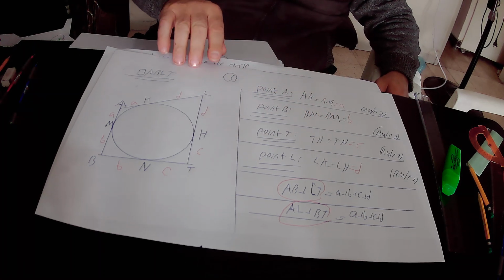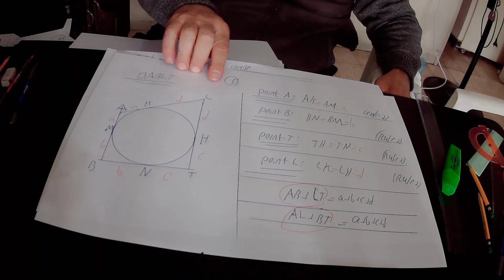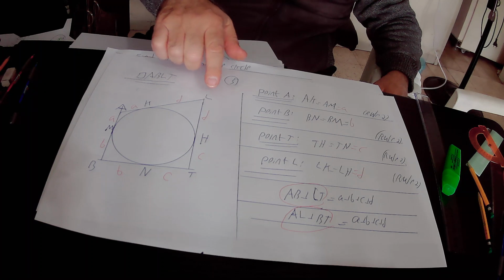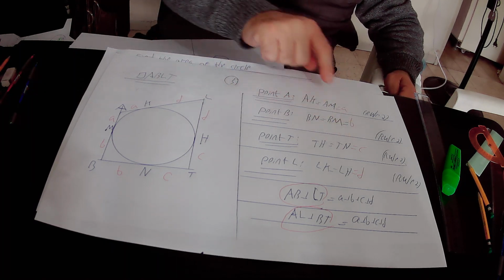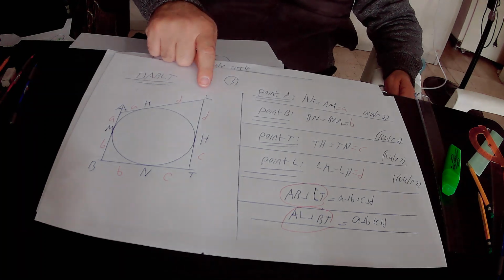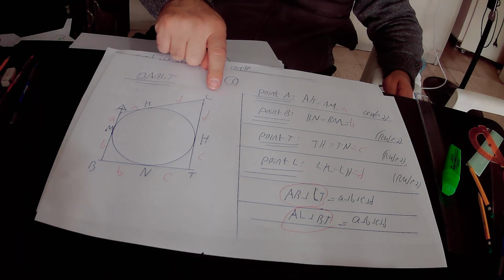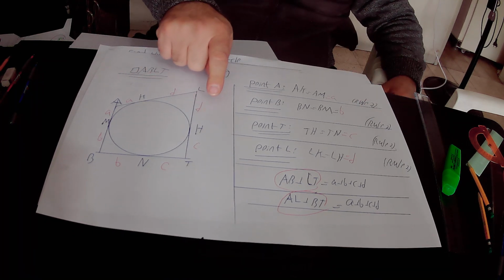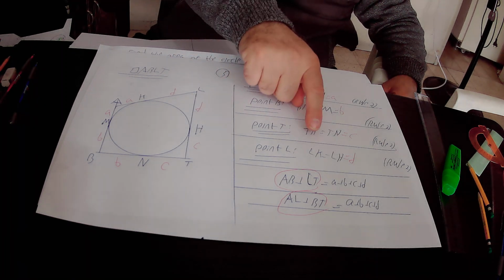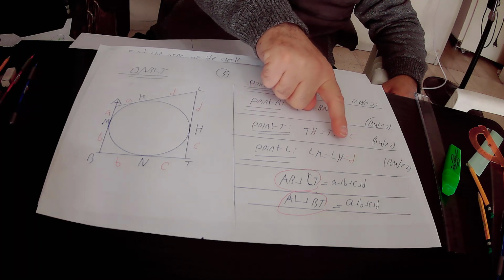And finally, we focus on the common standpoint point L. From point L, we have two tangents to this circle, tangent LK and tangent LH, and according to rule 2, they are equal to each other. That is to say, LK equals LH. If we define the length of LK as D, then the length of LH must also equal D. In conclusion, LK equals LH equals D.